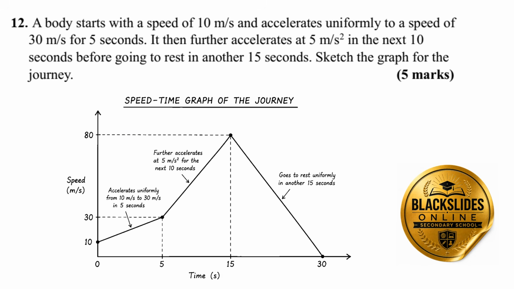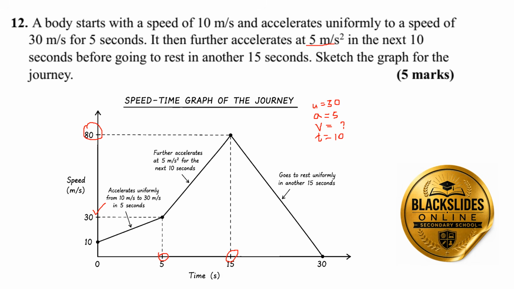Okay, you'll be asking me how we got the 80. This is how. Since here we are told the acceleration, and it's starting from 30, you can take 30 as u, which is the initial velocity. And we are told a is 5. We need to find this velocity here, how did it come about? And time t is 10, that's from 5 to 15.